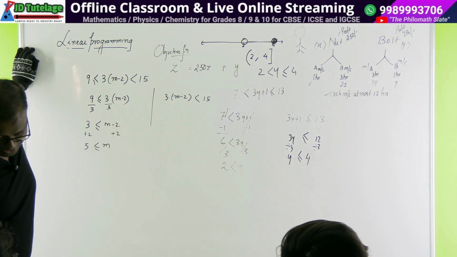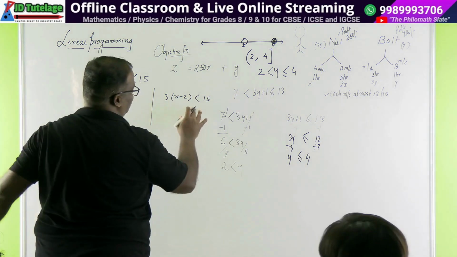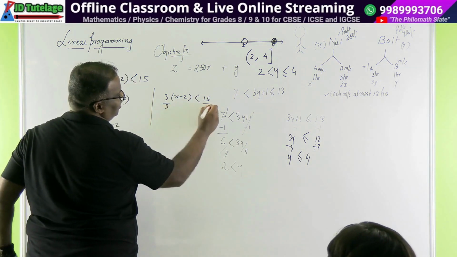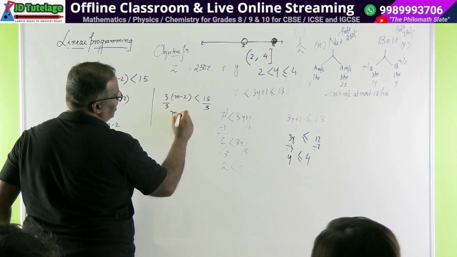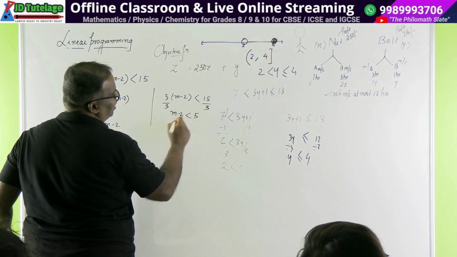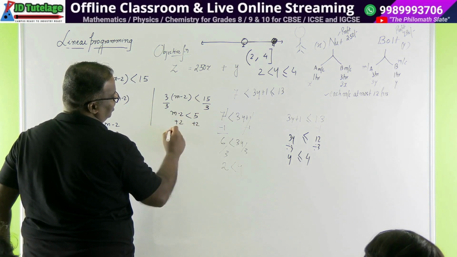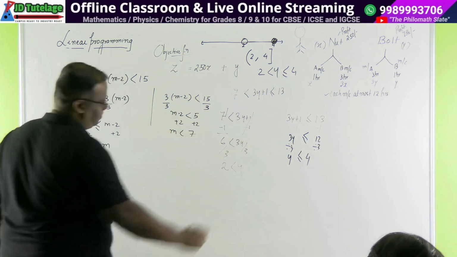You can do the Sasura way also if you want. I can do this one. You take away 3 from here and you divide this by 3. It becomes m minus 2 is less than 5. And you add a 2 out here, add a 2 out here. So you say m is less than 7.